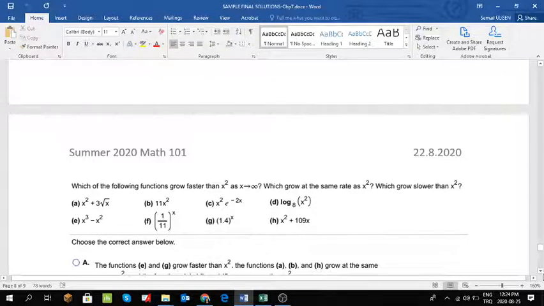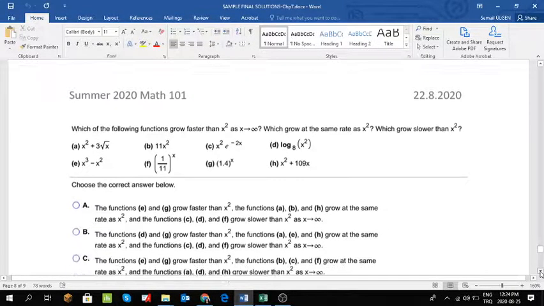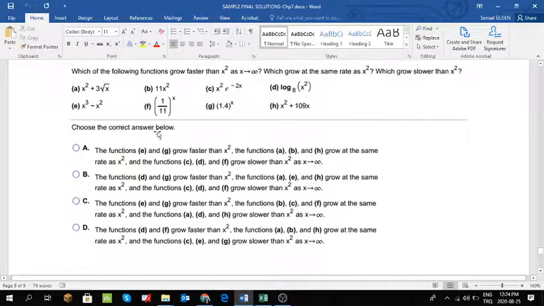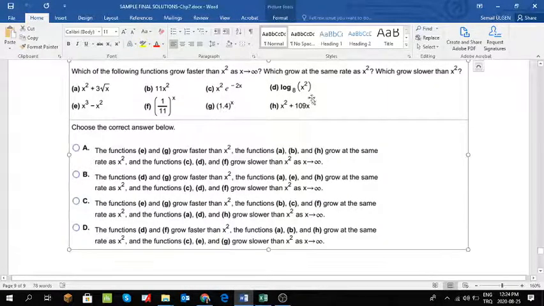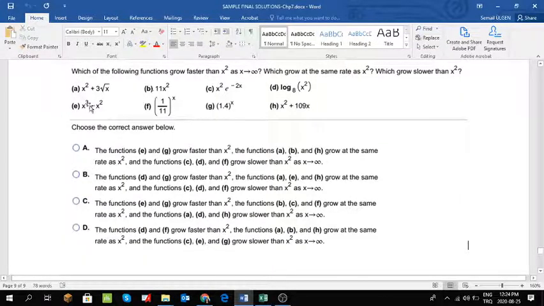Okay, let's look at the solutions here. The functions e and g grow faster than x squared. Let's look at e and g. This is going to grow really fast because the base is bigger than 1. Definitely this is going to go fast, and we said that e is definitely, so e and g are the right ones that grow faster.